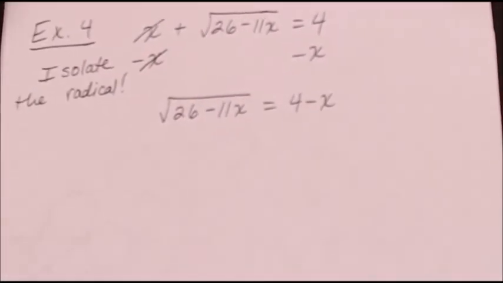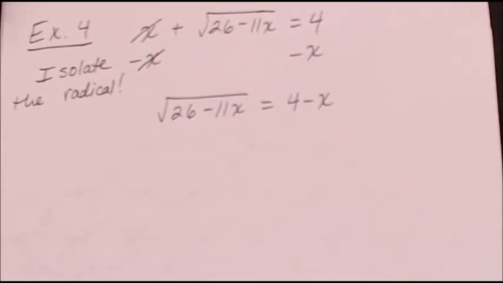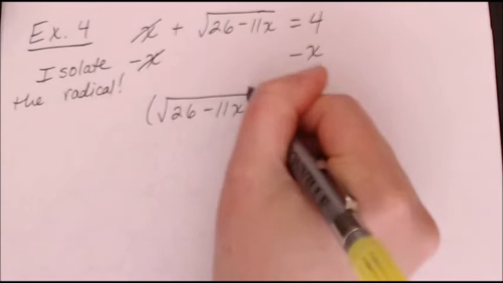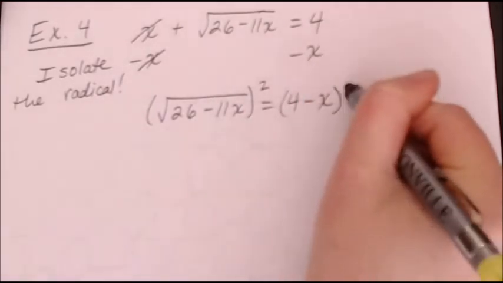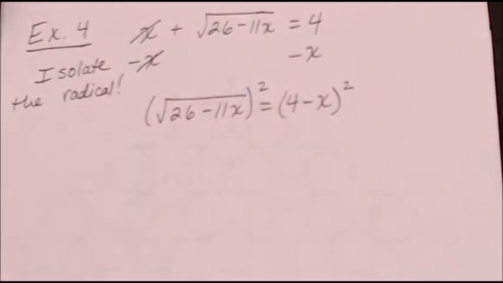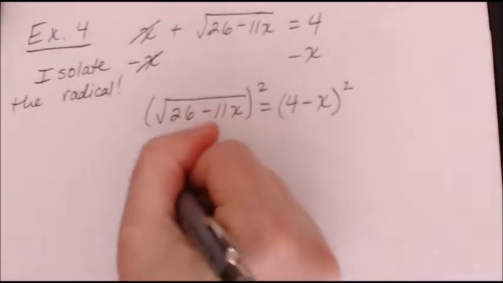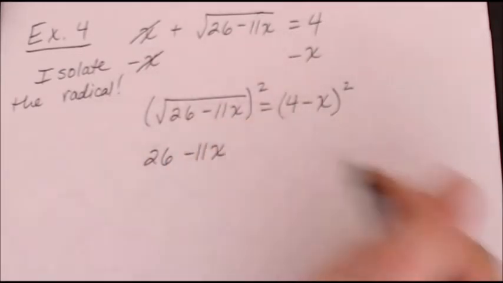Now that I've isolated the radical, to solve this, I'm going to square both sides. In other words, this is a square root, so I'm going to raise both sides to the second power. I can square something as long as I'm doing it to both sides of an equation. When you square a square root, of course, that leaves you with what's under the square root.